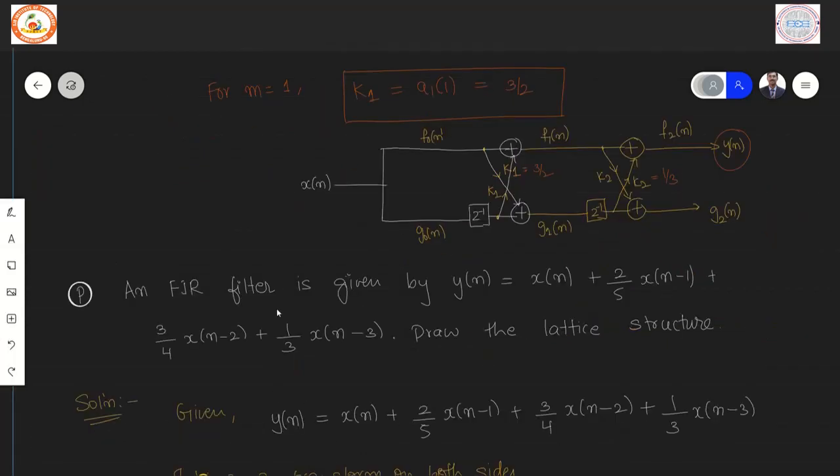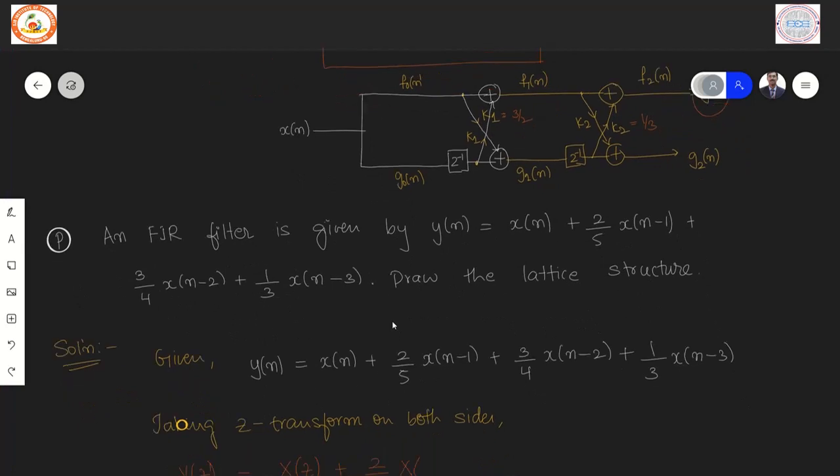Let us take a look at the next problem. An FIR filter is given by y of n is equal to x of n plus 2 by 5 times x of n minus 1 plus 3 by 4 times x of n minus 2 plus 1 by 3 times x of n minus 3. Draw the lattice structure.